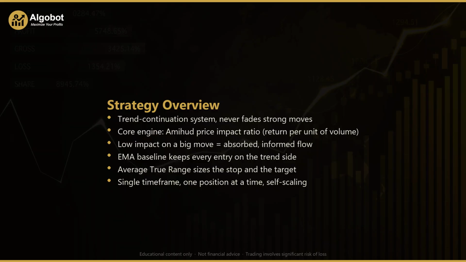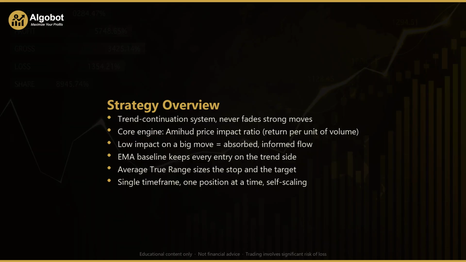A big price move on thin volume produces a high-impact reading. The market couldn't absorb real flow, so the move is a kind of liquidity air pocket that often snaps back. A big price move on heavy volume produces a low-impact reading. Real participants transacted into the move, and it barely cost them anything per unit. That second type is the absorbed, informed flow the strategy is interested in, because that's the kind of move that tends to continue.